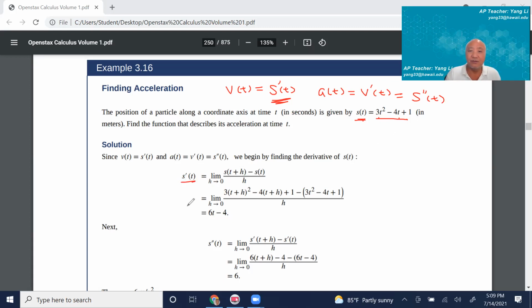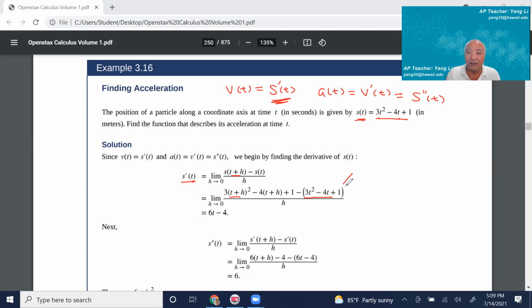So right now, that's what they said here. They take the first derivative to find the velocity. This is s, following the definition that we did already. We make the variable t plus h, so (t plus h) squared minus 4 times (t plus h), and this part here is just s(t). Now, let me show you how they get this simplified, okay?